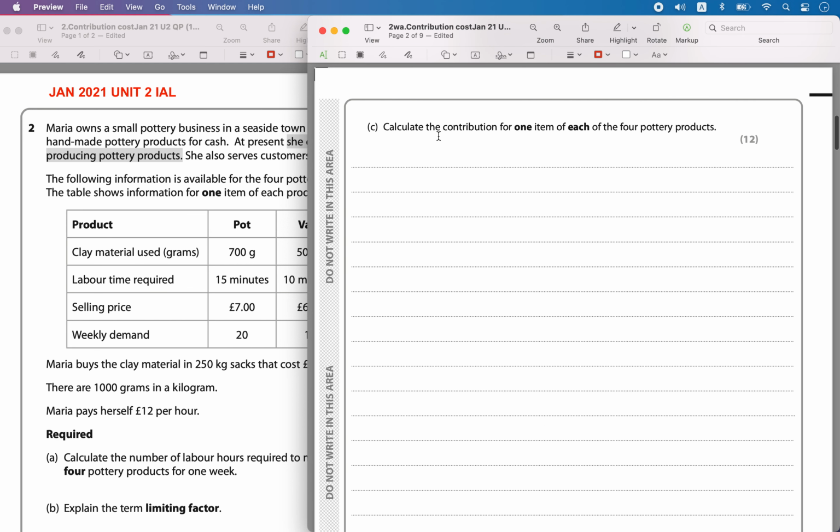Okay, next part C of the question, calculate the contribution for one item of each of the four pottery products. Now what is contribution per unit? Contribution per unit is going to be equal to selling price per unit minus variable cost per unit. This is how you will calculate.